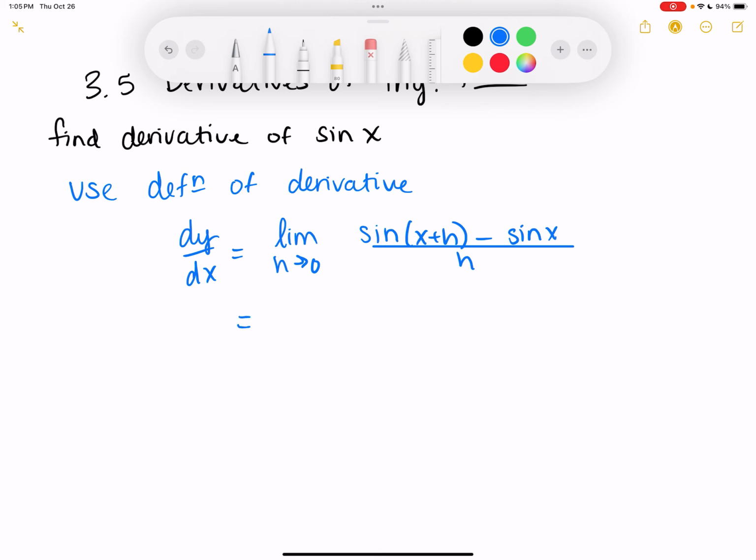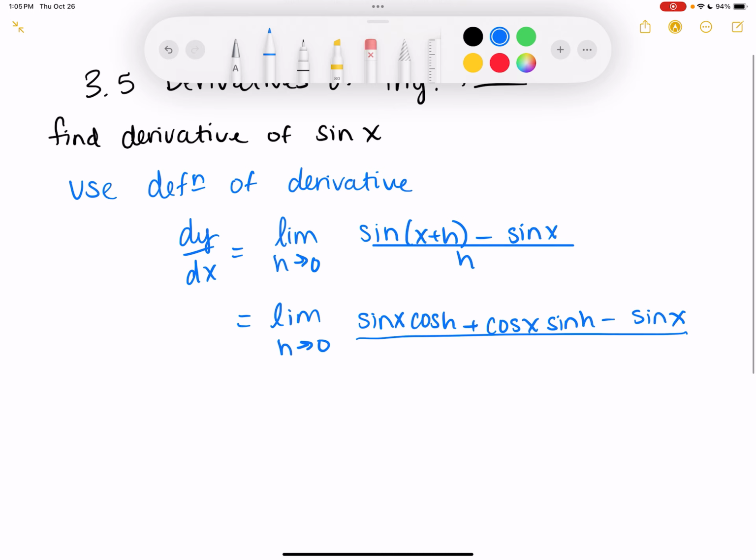So, we are going to have the limit as h approaches 0 of, when we have the sum of two angles with sine, that will break into sine of x cosine of h plus cosine x sine h minus the sine of x all over h. And this was because of the angle sum identity, which is also known as when we did the sum of the angles in the trig functions.